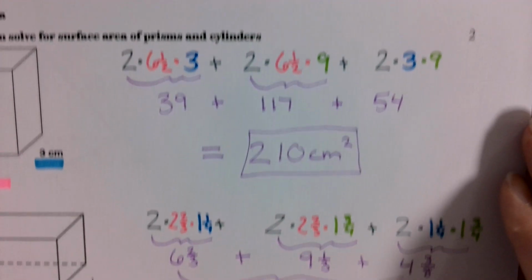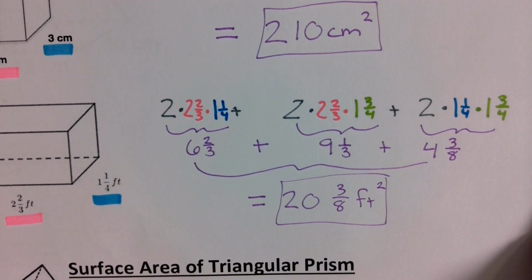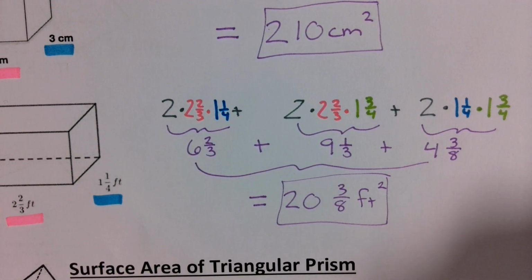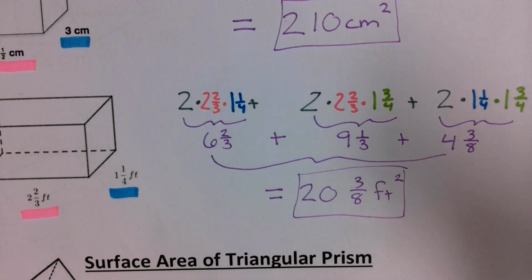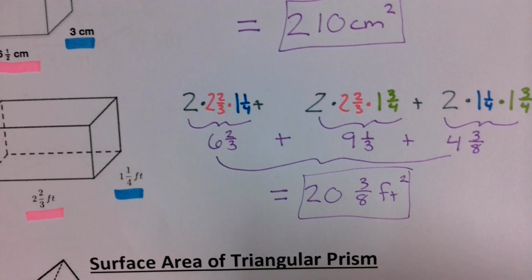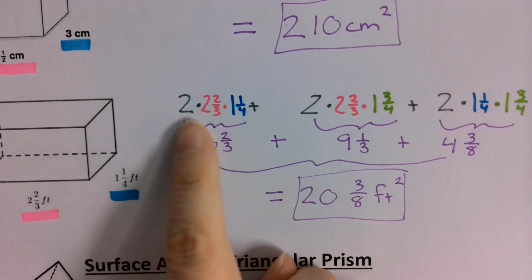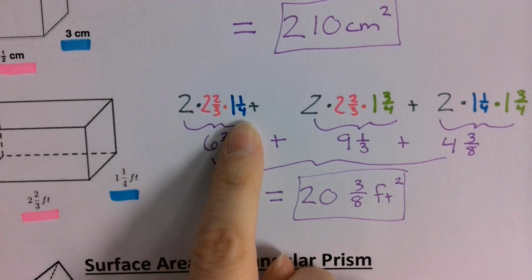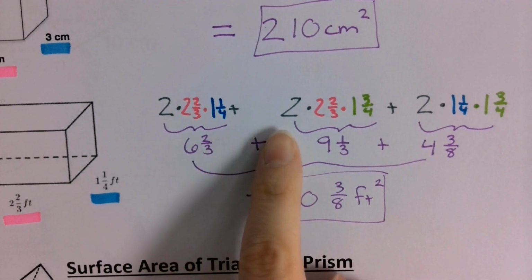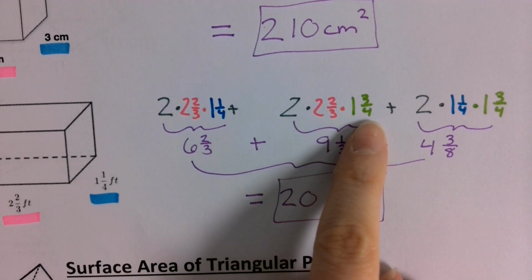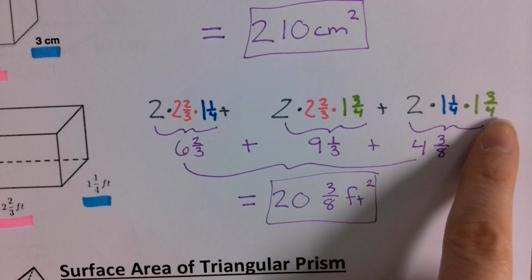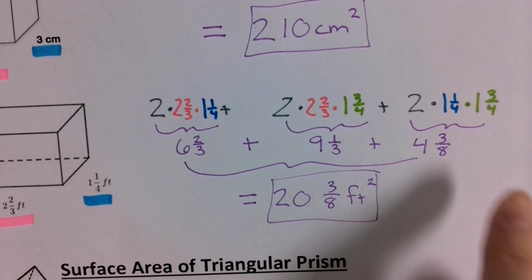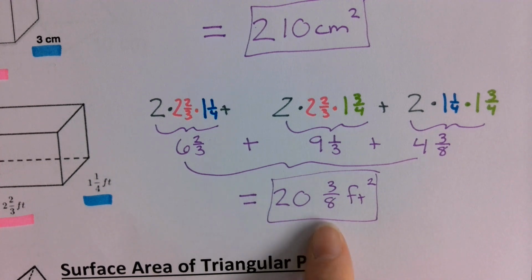For problem number 3, it does not matter that there's fractions involved. It's still the exact same way. You just have to make sure that at the end you have your fractions converted to the mixed number format for area. Okay, so I did 2 times 2 and 2/3 times 1 and 1/4, and I got 6 and 2/3. I did 2 times 2 and 2/3 times 1 and 3/4, I get 9 and 1/3. And then 2 times 1 and 1/4 times 1 and 3/4, I get 4 and 3/8. When I add all that together, your final answer should be 20 and 3/8.